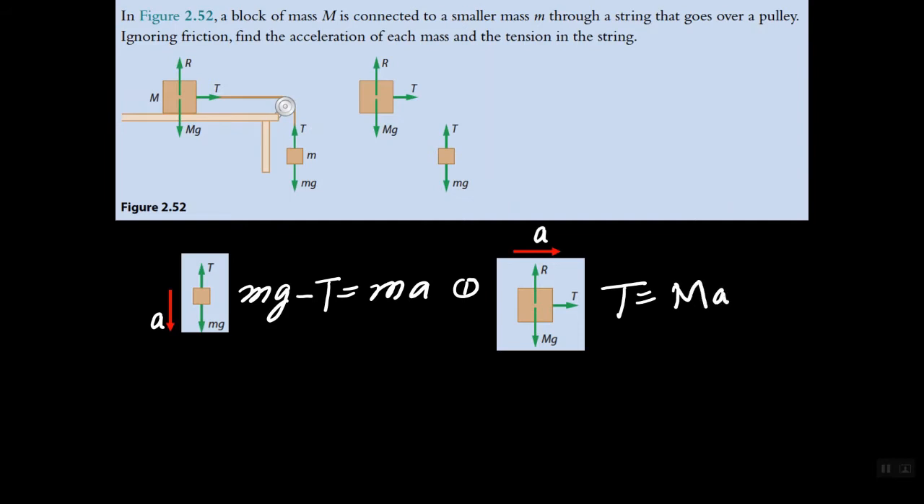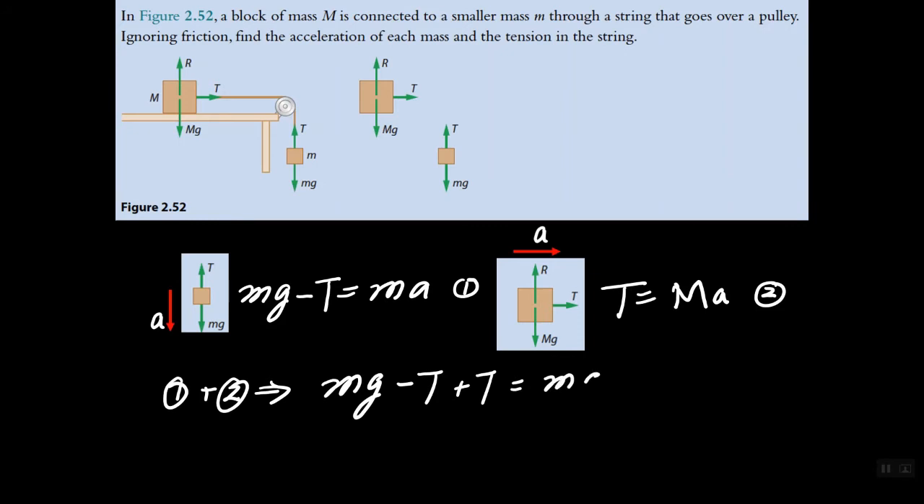The reaction force and weight in the vertical component cancel out as the object is accelerating only horizontally. And the friction force is ignored in this section. That's equation 2. Adding the two equations, we get mg minus T plus T equals ma plus Ma. The T's cancel out. That gives mg equals, we can take out the common factor a, a in brackets M plus m.